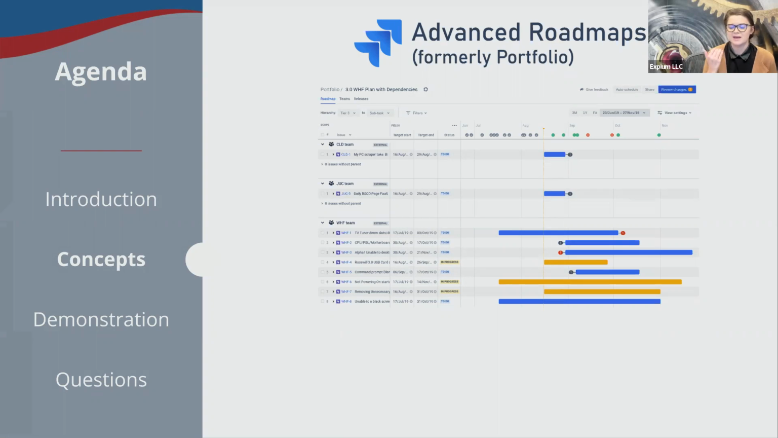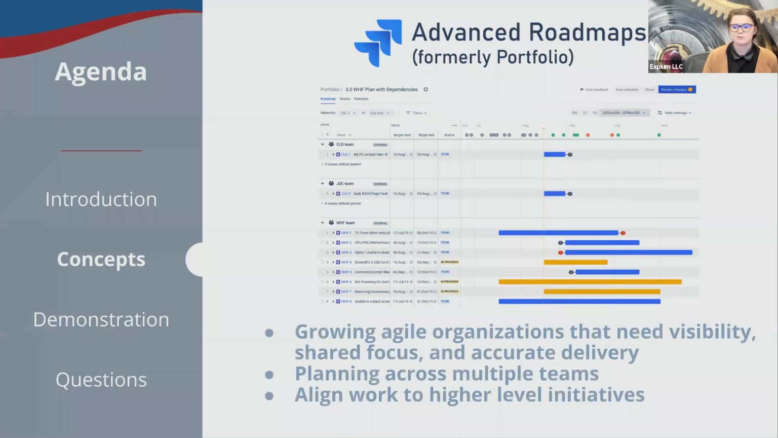Formerly, Advanced Roadmaps was known as Portfolio for Jira. What this tool is really good for is growing Agile organizations that really need visibility, shared focus, and accurate delivery across their organization. This tool really does help us with planning across multiple teams and align our work to higher level initiatives. Jira Align, as you'll see today, will have a bit more robust capabilities around these concepts and around that higher level planning. But if you are just starting your scaling journey, I encourage you to check out Advanced Roadmaps.